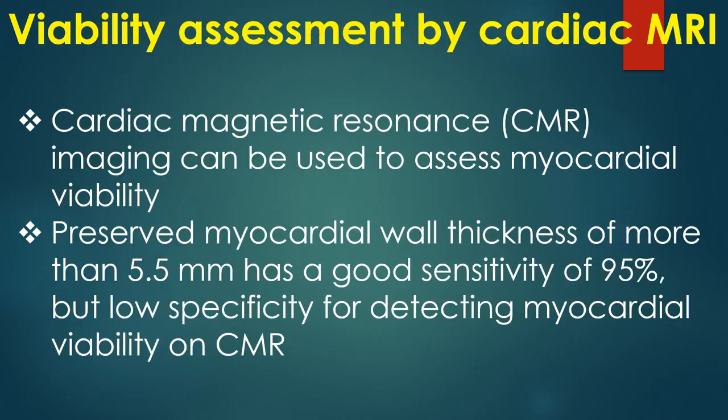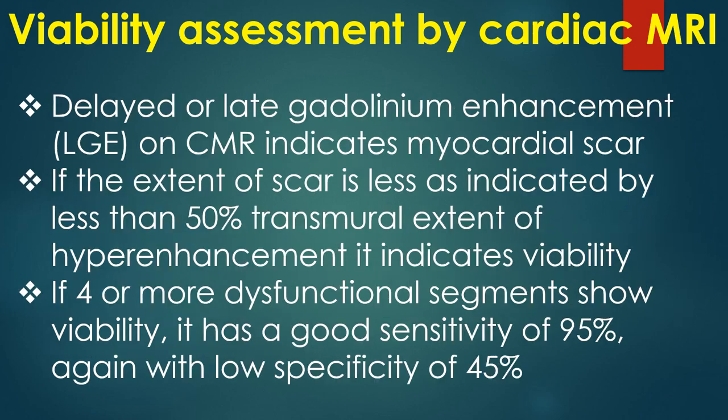Cardiac magnetic resonance imaging can be used to assess myocardial viability. Preserved myocardial wall thickness of more than 5.5 mm has a good sensitivity of 95% but low specificity for detecting myocardial viability on CMR. Delayed or late gadolinium enhancement on CMR indicates myocardial scar. If the extent of scar is less as indicated by less than 50% transmural extent of hyperenhancement, it indicates viability.